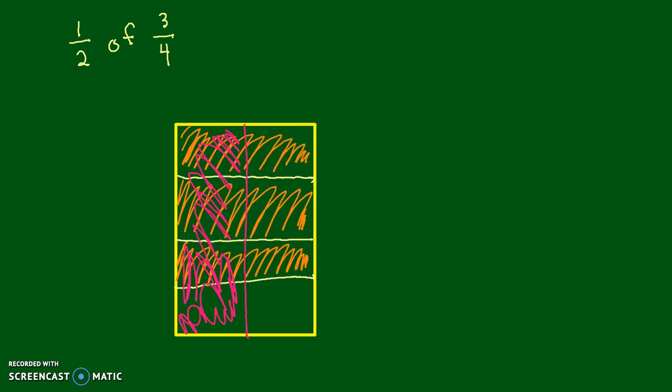Then we're going to shade in half of our original rectangle. Now the next step is to trace around the portion that has both colors in it. And you can see that three squares have both colors in it, and their total are 8 squares. And that's how we get our fraction.